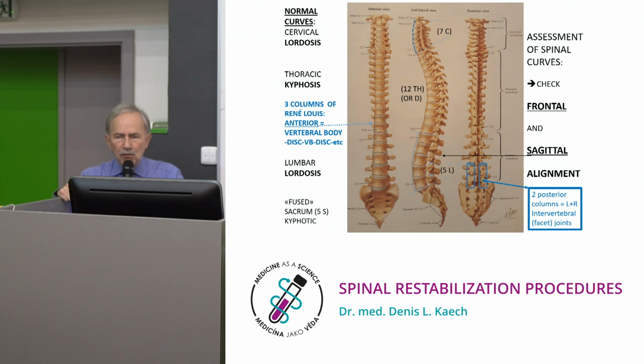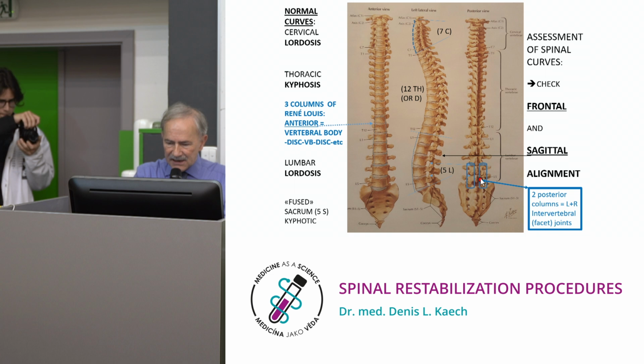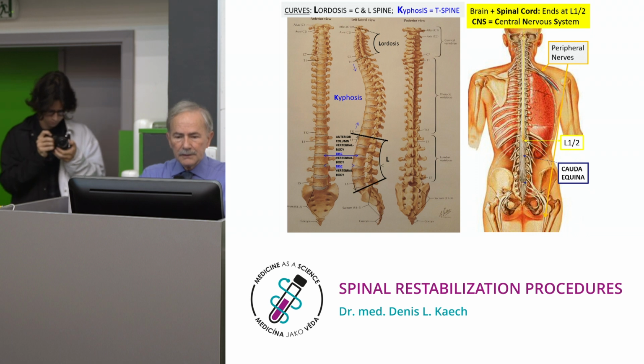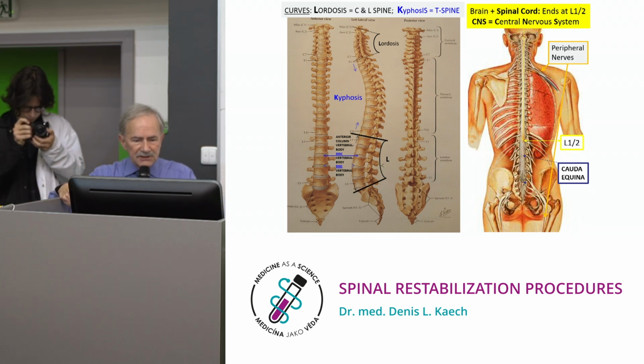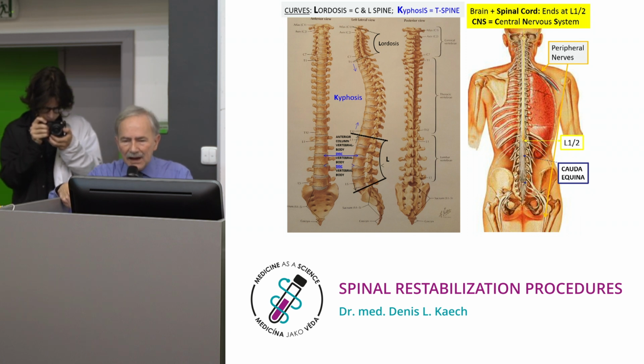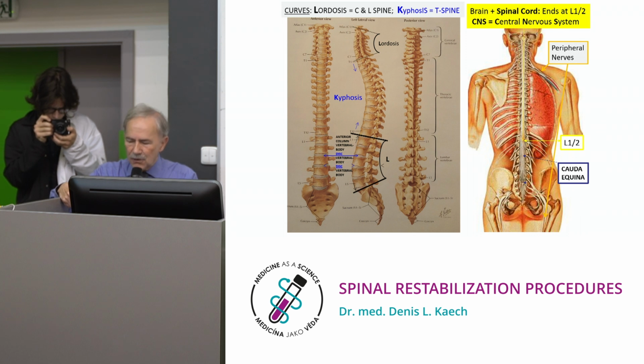And if you see in blue the 3-column definition by René Louis, you have the anterior column, which consists of vertebra, disc, and so on. And you have 2 posterior columns. These are the articular processes on left and right side. So lordosis, kyphosis, lordosis, and then the sacrum is fused. And this spinal column contains the spinal cord, the exiting nerve roots, and at the end, the cauda equina.